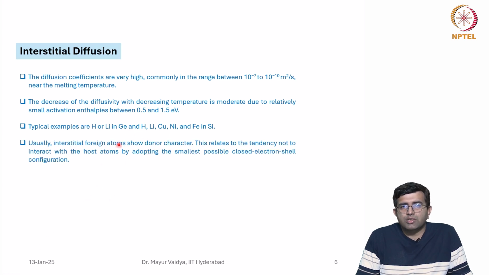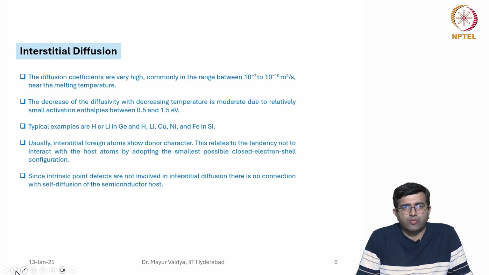Usually, the interstitial foreign atoms show donor character. This relates to the tendency not to interact with the host atoms by adopting the smallest possible closed electron shell configuration. Now, since intrinsic point defects are not involved in the interstitial diffusion, there is no connection with the self diffusion of the semiconductor host.